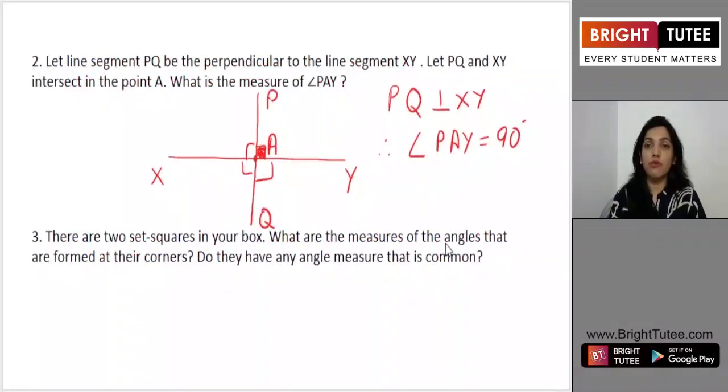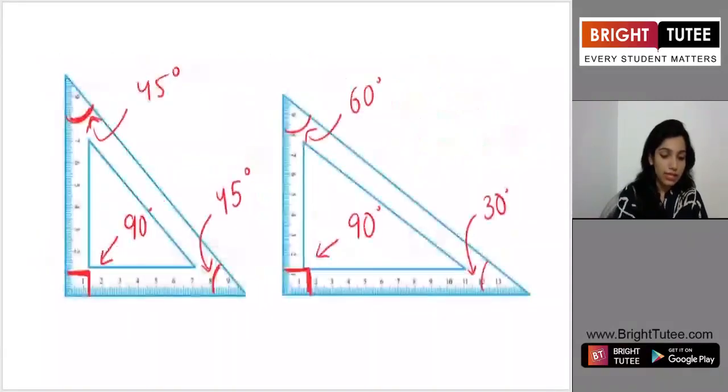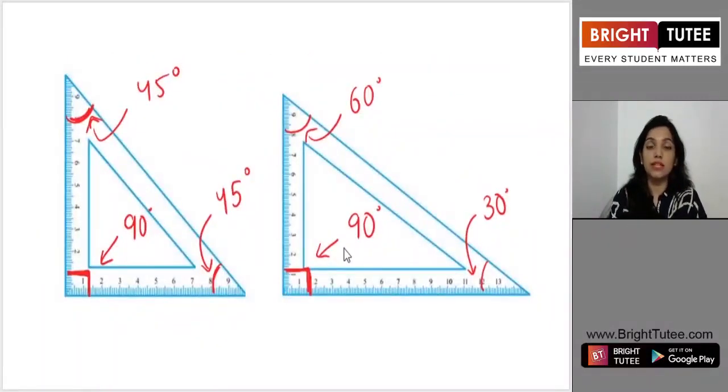What are the measures of the angles that are formed at the corners? So we have written all the angles that are formed at the corner. Do they have any angle measure that is common? So yes, we can see 90-degree angle is common for both of these set squares, right?